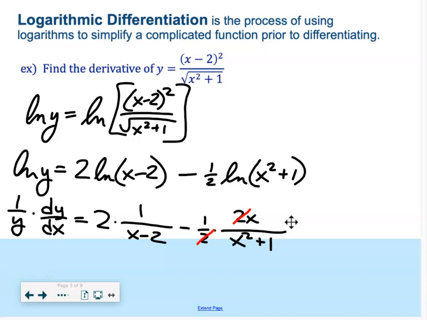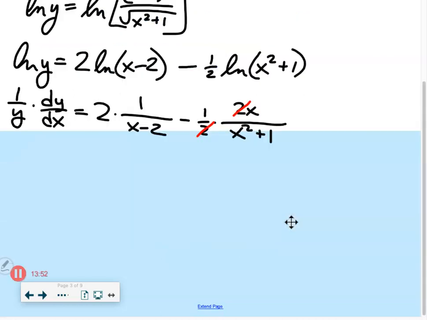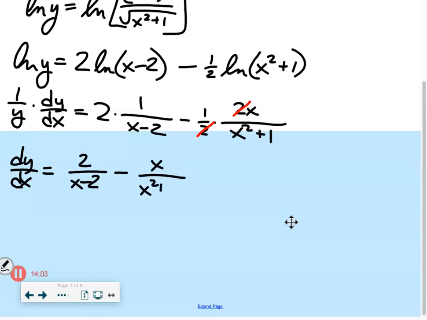All right, we're not quite done though, because we haven't actually said what's the derivative. We still have this y sitting over here next to the dy dx, and we have to have dy dx by itself. So the next thing I'm going to do is multiply both sides by y. So I have dy dx equals 2 over x minus 2 minus x over x squared plus 1, and this whole thing is multiplied by y. All I did was take this 1 over y and put the y over on the other side.